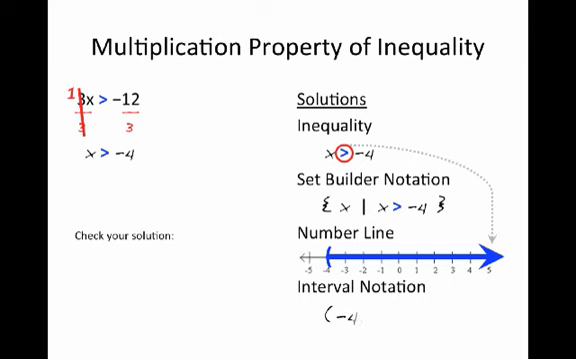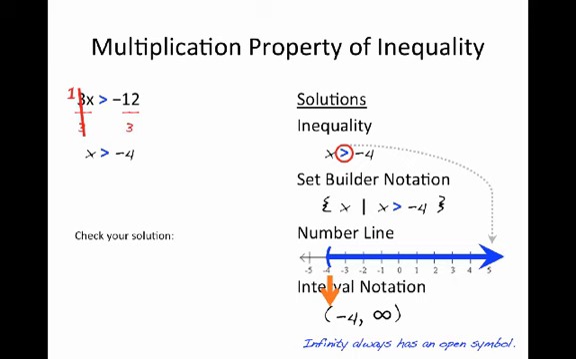In interval notation, we're going to start with an open symbol, just like we did on the number line. First value is negative 4, comma, infinity, because we go clear to the right, and infinity is always followed by an open symbol. Notice that the symbol on our number line and in our interval match. We used an open symbol on the number line, an open symbol in the interval, and infinity always has an open symbol.